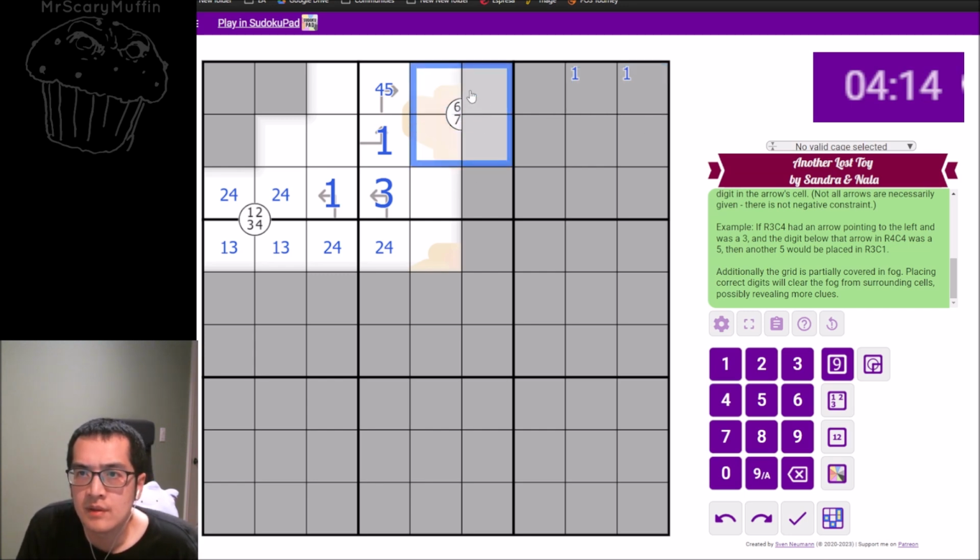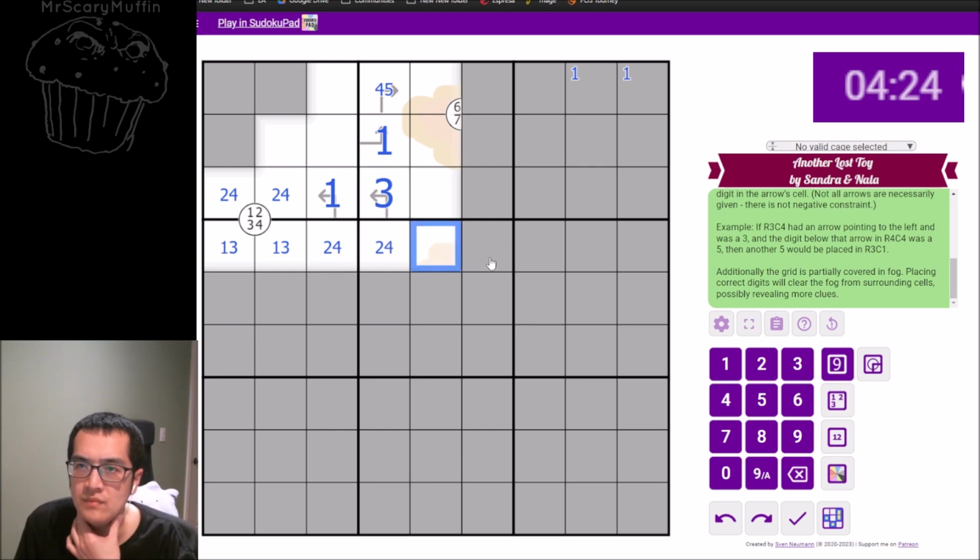6 and 7 here. But what I was saying is interesting that the arrow only shows up in the cell. Here it doesn't show the origin of the thing. So we won't get any clues that way easily. Okay. So 6 and 7 here, which means 6 and 7 is not here. So 6 and 7 must be here.